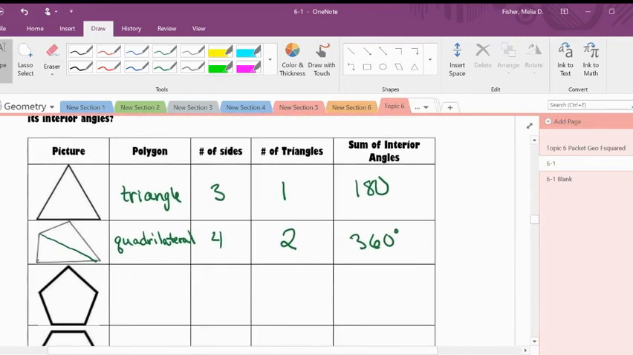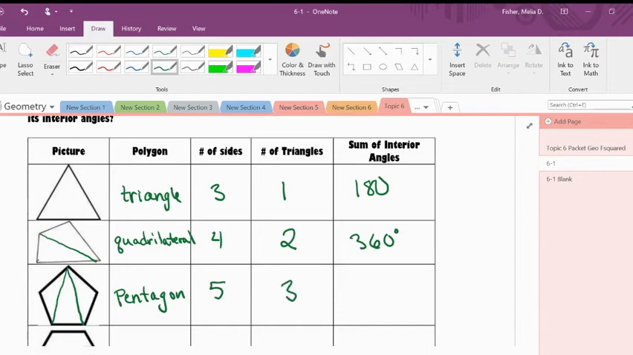The next polygon has 5 sides, and so of course we call that a pentagon. And by drawing our diagonals, we can create 3 triangles. Well, 3 times 180 is 540 degrees.